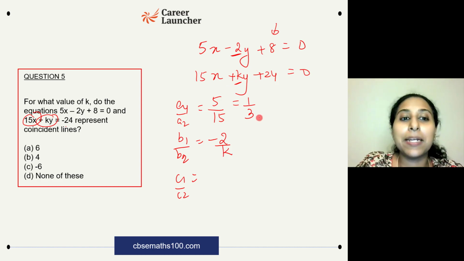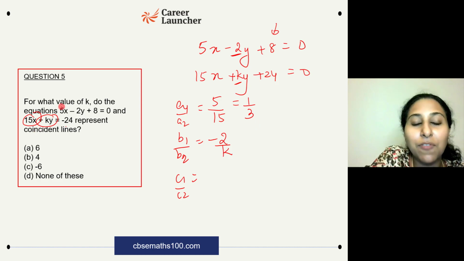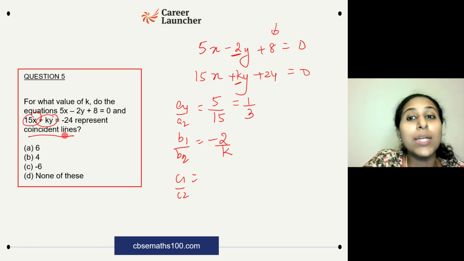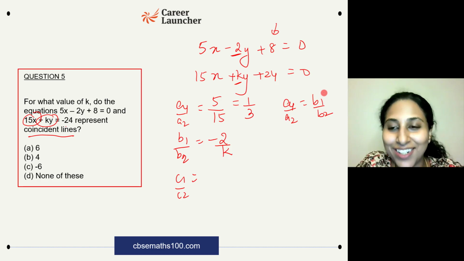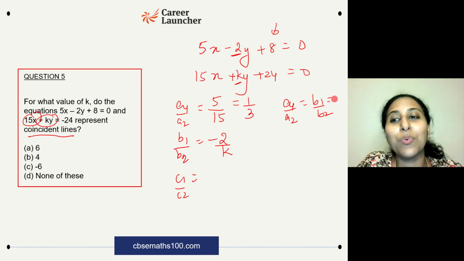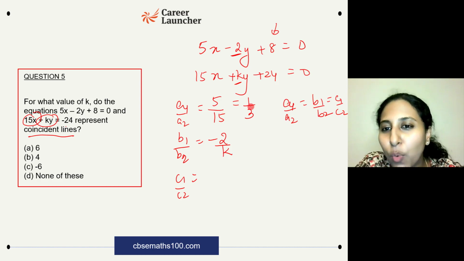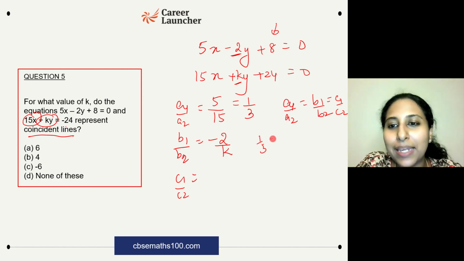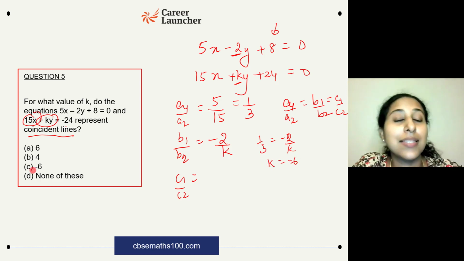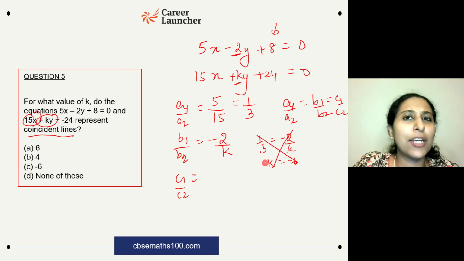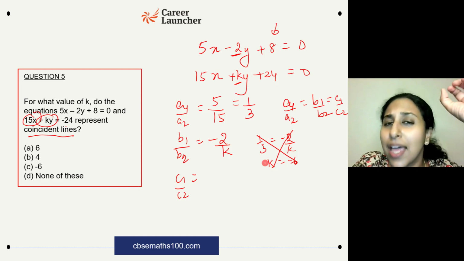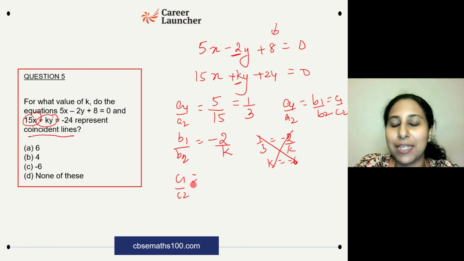Now, your instinct might be that once you see that you need a value of k such that this represents coincident lines, you equate a1 by a2 to b1 by b2, since we know that the condition is a1 by a2 equals b1 by b2 equals c1 by c2. So you might be equating 1 by 3 to minus 2 by k, and hence getting k equal to minus 6, and then marking that as the answer. But this is a wrong approach. Please, when you're trying to find coincident lines, ensure that you also find the value of c1 by c2.